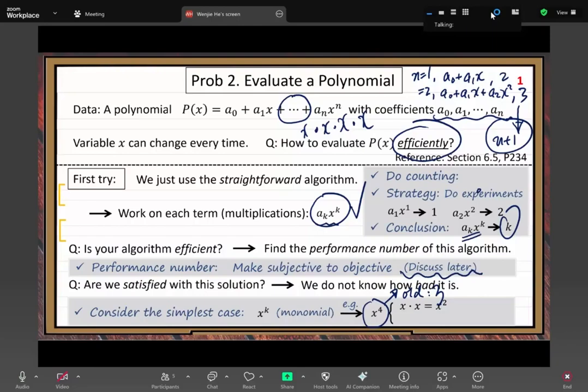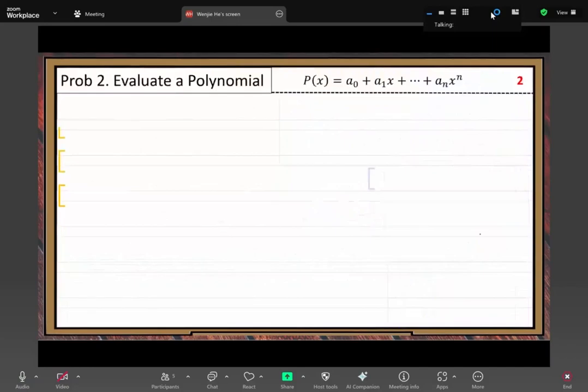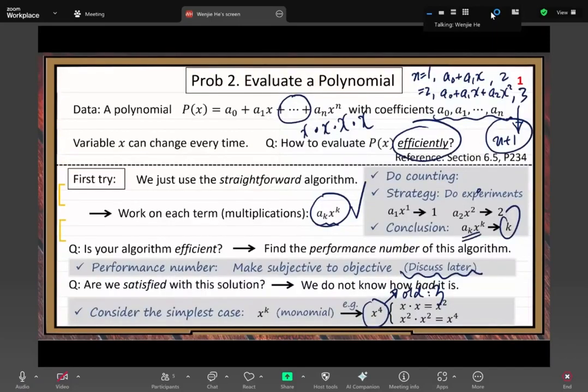Our next multiplication. Now we will use a better way to do it. We take x squared times x squared. We can get x to the fourth directly. One more multiplication, and we can find x to the fourth. Total 2. Then the answer is 2. In this way, we can do better than our first try.